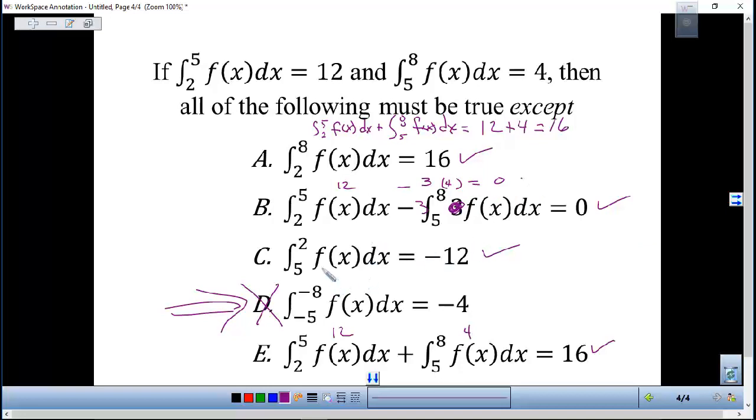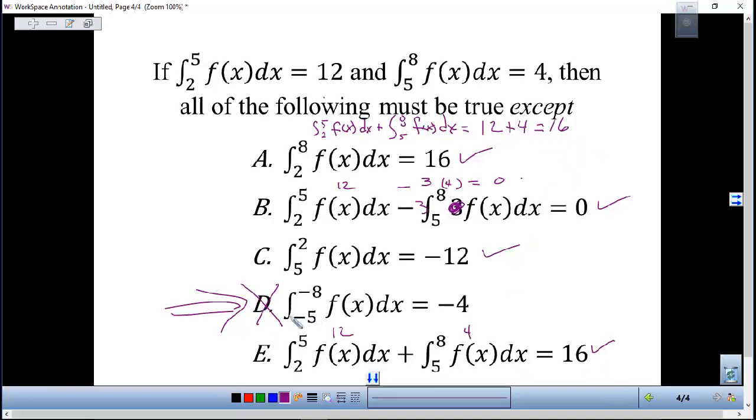Part C, the integral from 5 to 2 of f of x dx, we just flipped our upper and lower bounds, which just changes the sign. So it is negative 12. Let's skip D and we'll come back. And then E is nothing more than what we wrote for A up here. The integral from 2 to 5 of f of x dx plus the integral from 5 to 8 of f of x dx is 12 plus 4, which is 16.